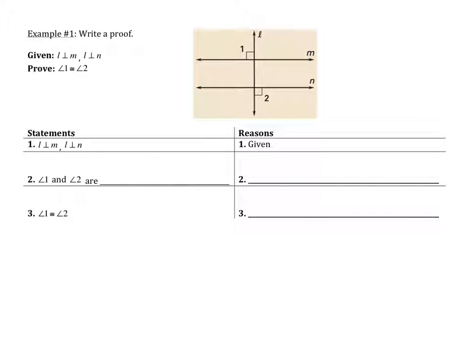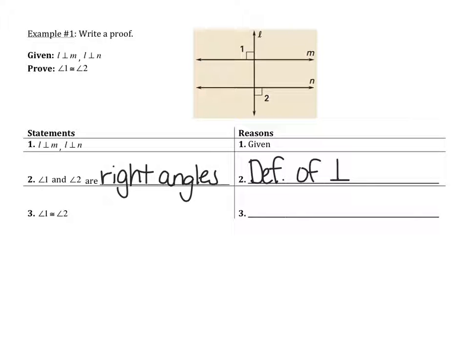So again, I know that angle 1 and angle 2 are right angles because I knew that the lines were perpendicular. So I'm going to use the definition of perpendicular lines to justify that. And notice how I'm going to abbreviate that. I'm just going to put def for definition of perpendicular, and use the perpendicular sign for lines. And you can do the same. You can abbreviate just like that, as long as the idea is still put across to me that you mean definition of perpendicular lines. Step 3, angle 1 is congruent to angle 2.